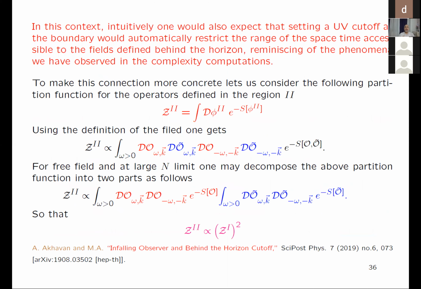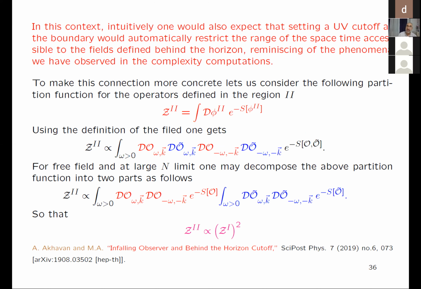So in this context, intuitively, one would also expect that setting a UV cutoff at the boundary would automatically restrict the range of the space-time accessible to the field defined behind the horizon. This is a resemblance of the phenomenon we already see in the complexity.